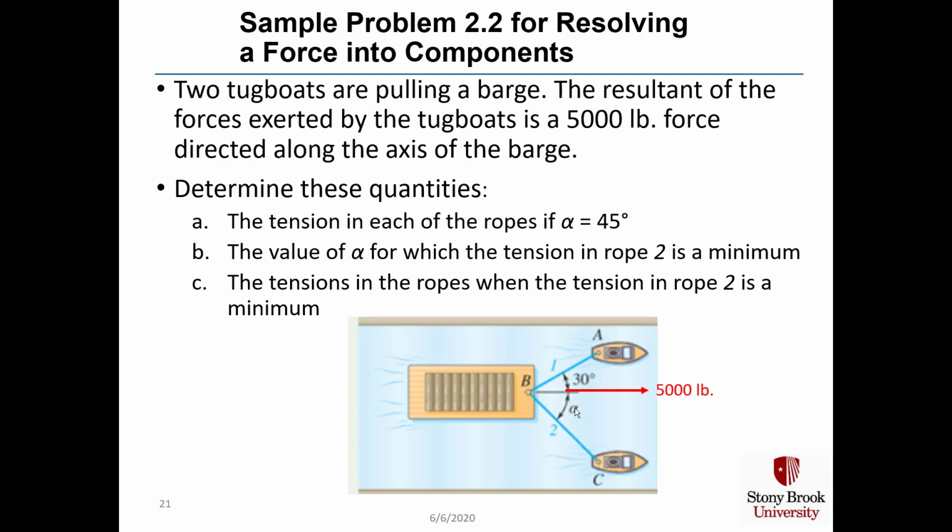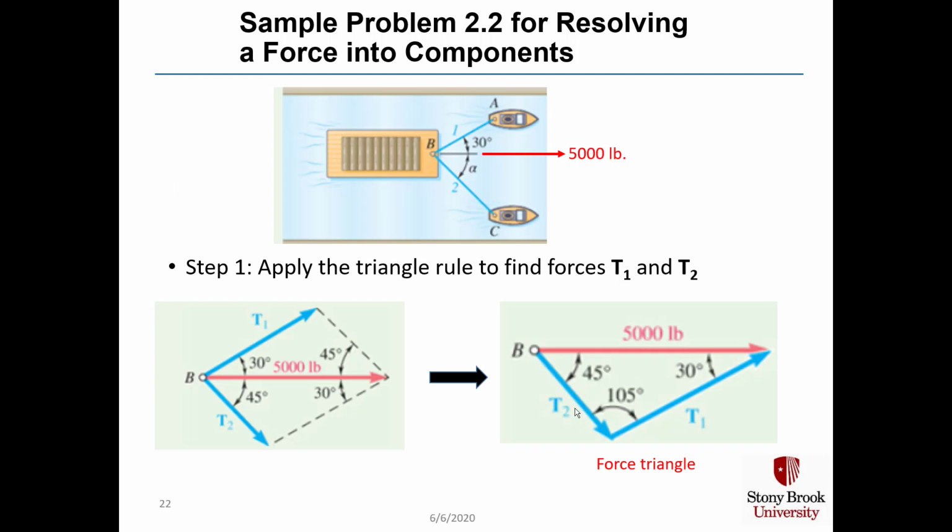The value of alpha for which the tension in rope 2 is the minimum it's going to get, and the tensions in the ropes when the tension in rope 2 is at that minimum. So in step 1, we apply the triangle rule to find forces T1 and T2, where T1 means the tension in rope 1 and T2 means the tension in rope 2.